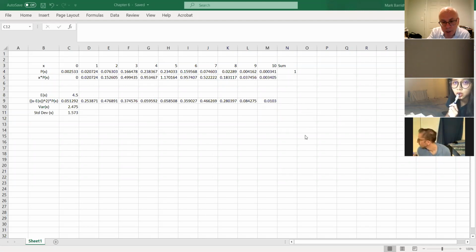Sorry, one sec. My computer's been on the fritz. Can you say it one more time? How many trials are there in this binomial distribution, in the spreadsheet here? I'm telling you, this probability distribution is a binomial distribution. And what is the number of trials?